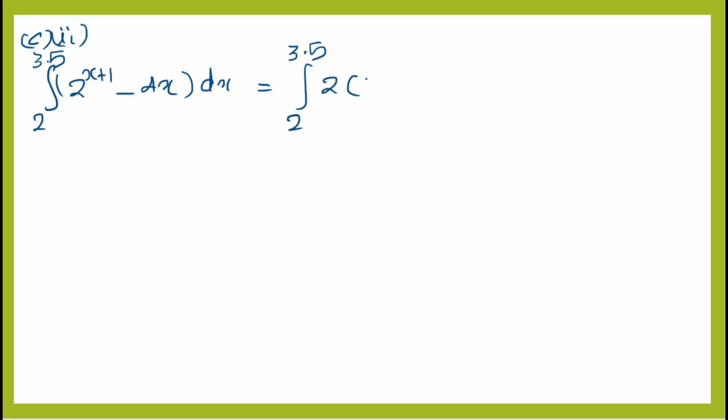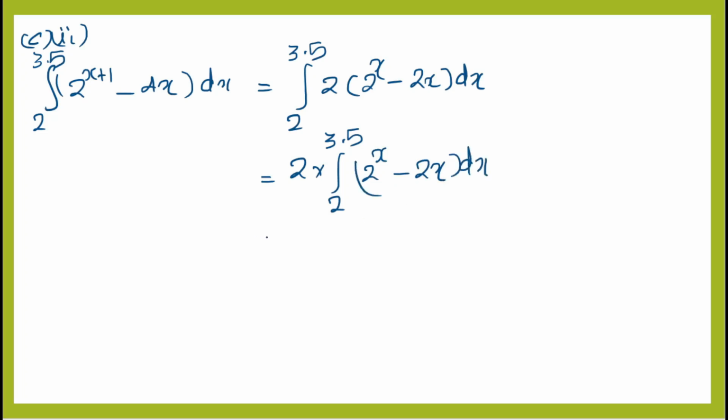Now for the second part, we can rewrite the integral from 2 to 3.5 of 2 to the power x plus 1 minus 4x dx as integral from 2 to 3.5 of 2 times 2 to the power x minus 2x dx, that equals 2 times integral from 2 to 3.5 of 2 to the power x minus 2x dx, that equals 2 times, using the result of part B, 2.34, that equals 4.68.